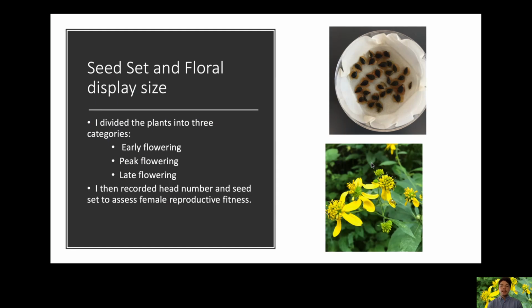In addition to collecting the flowering times, I also categorized these populations of wingstem into early flowering, peak flowering, or late flowering individuals. By doing that, I could compare their female reproductive fitness by collecting seed set and head number over different periods of time, hopefully allowing me to gain insight into whether early flowering or late flowering individuals were producing more seed and would likely lead to a change in flowering time over several generations.